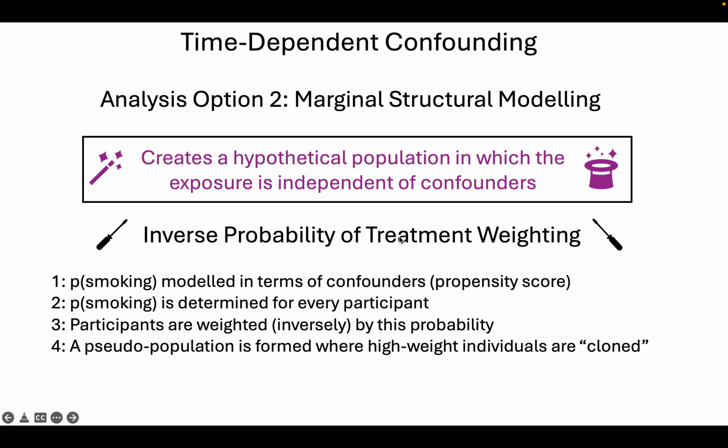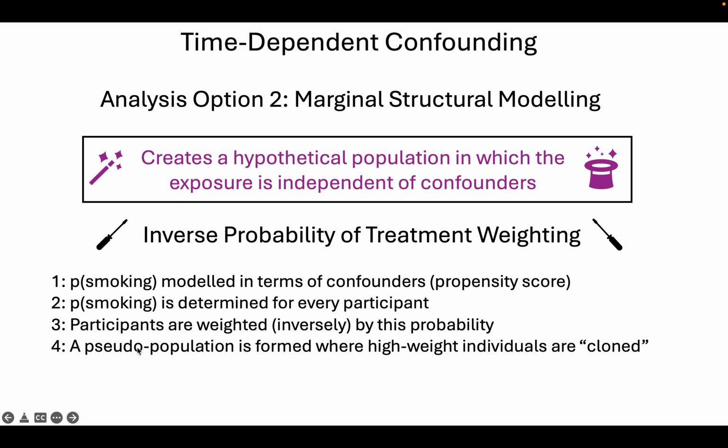The nuts and bolts of how that actually happens are more complex than this, like I mentioned at the beginning, but inverse probability of treatment weighting is the nuts and bolts behind the magic. So you would figure out the probability of smoking modeled in terms of your confounders and figure out a propensity score model that is modeling the probability of smoking. You run that on every one of your participants to figure out their probability of smoking at a given time point, and you weight the individuals by this probability. So you're dividing by their probability of treatment.